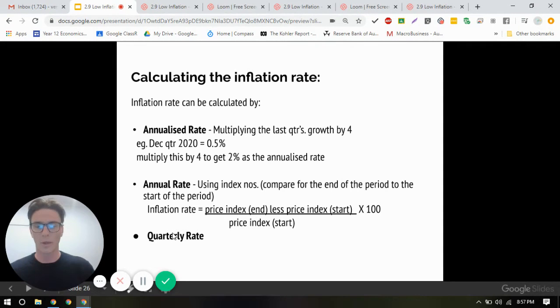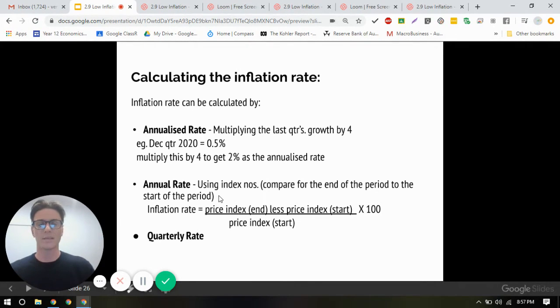Okay, so to calculate the quarterly rate, we use the same formula. It's the index at the end of the period minus the index at the start of the period, and then we divide it by the index at the start of the period. Okay, then to turn that into a percentage, we times it by 100. We use this for the annual rate too. It's just that it would be the price index at the end of the year less the price index at the start of the year. So this could be January 2019, and this could be January 2020, and that same formula.